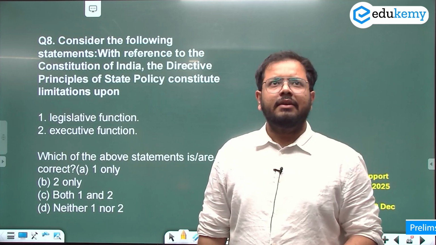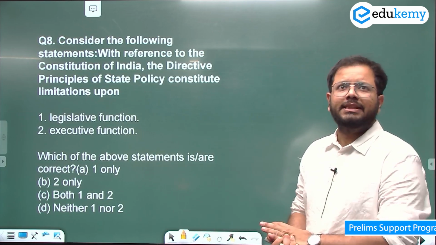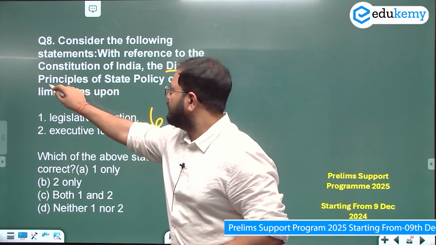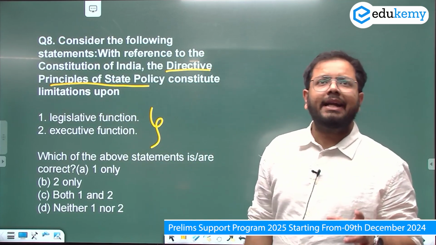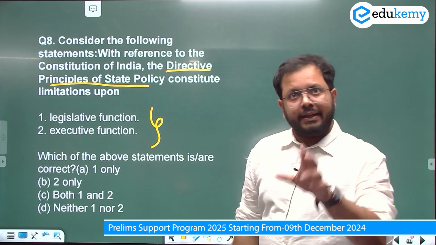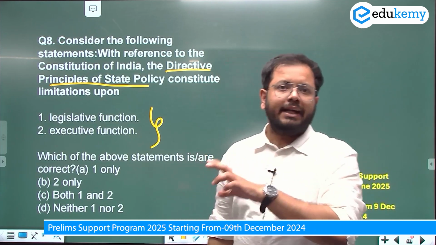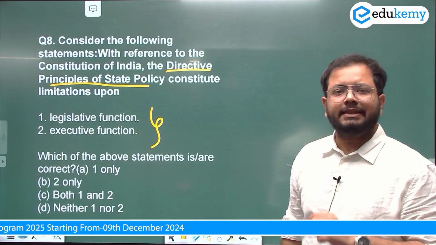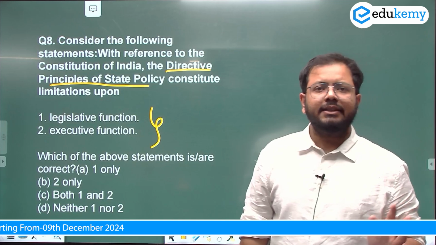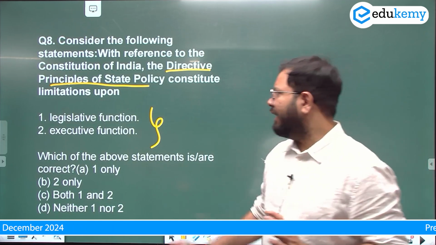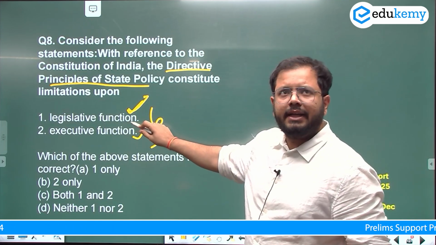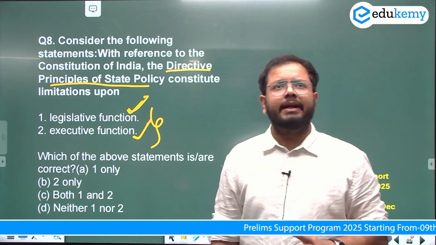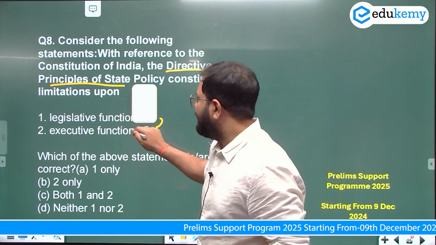कंसीडर द फॉलोइंग स्टेटमेंट्स with reference to Constitution of India. The directive principles of state policy constitute limitations about this. What are directive principles of state policy? It is a principle or guideline given to state, कि स्टेट इसके मुताबिक इस प्रिंसिपल्स को ध्यान में रखते हुए पॉलिसीज बनाए, स्कीम्स बनाए. ठीक है, तो उसके ऊपर लिमिटेशंस कैसे हैं? ठीक है, इट इज नॉट पुटिंग एनी काइंड ऑफ लिमिटेशन अपॉन स्टेट. फाइन, कुछ भी लॉ बना सकता है या स्कीम बना सकता है या स्टेट कुछ भी एग्जीक्यूटिव ऑर्डर पास कर सकता है. तो इट इज नॉट कंस्टिट्यूटिंग एनी काइंड ऑफ लिमिटेशन अपॉन स्टेट. फाइन, तो स्टेट का कोई लिमिटेशन इससे हिंडर नहीं होता.